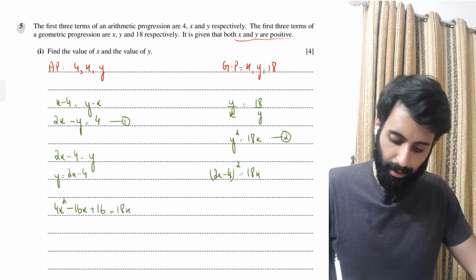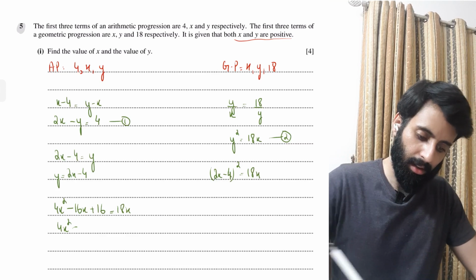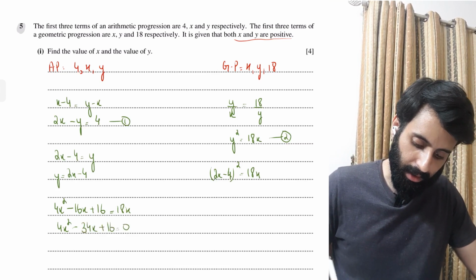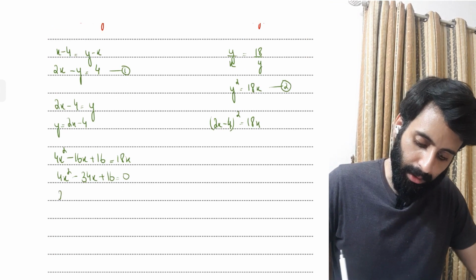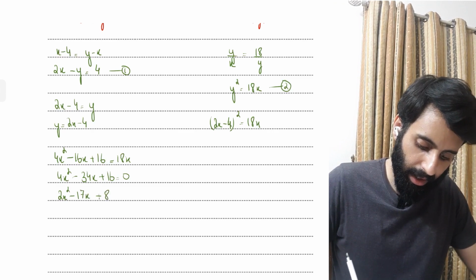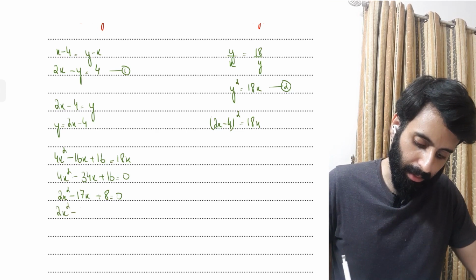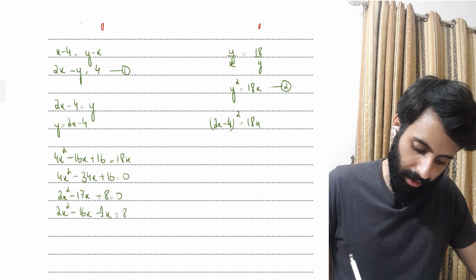So let's shift everything over to the left hand side. So we're looking at 4x squared, minus 16x minus 18x, which is going to be minus 34x, plus 16 equals 0. So let's divide both sides by 2, or just take 2 common. So we're looking at 2x squared minus 17x plus 8 equals 0. So the factors of 16 that give you minus 17 are going to be minus 16 and minus 1. So minus 16x minus 1x plus 8 equals 0.